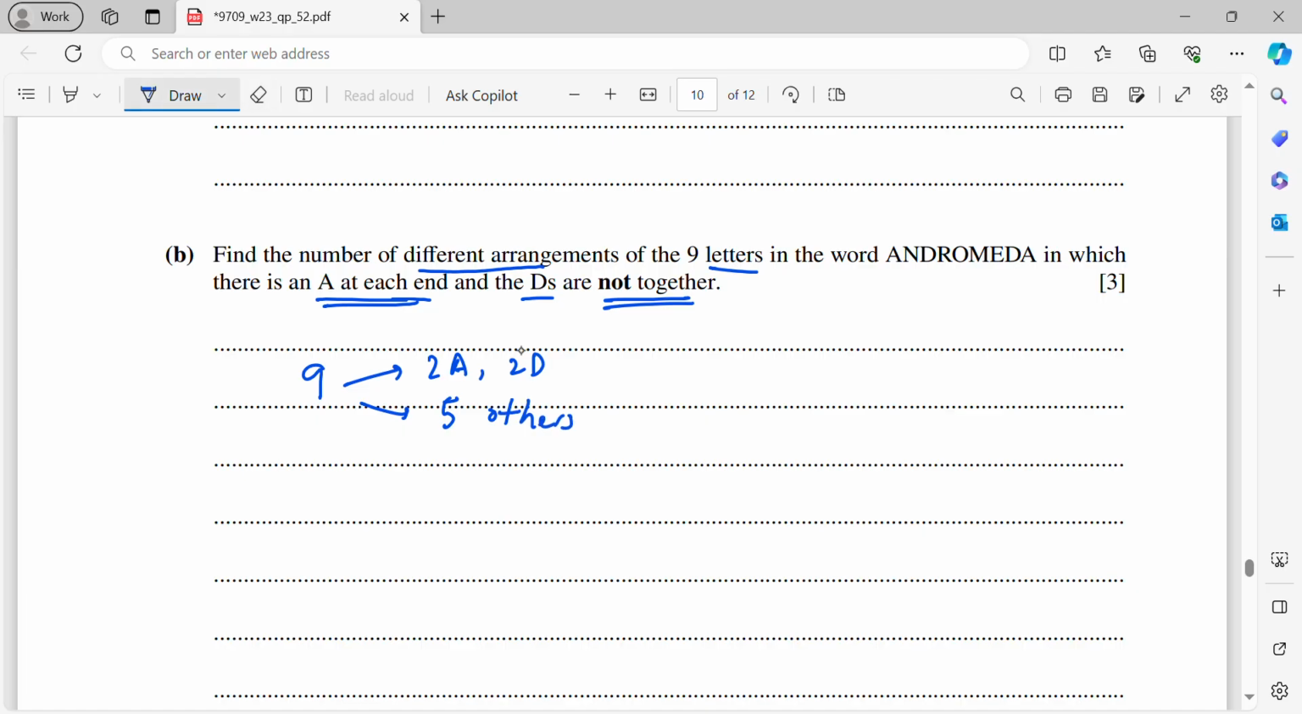Our concern is that both ends must be A. Then I have 7 spaces here, 1, 2, 3, 4, 5, 6, 7, then here is another A. It's mentioned that the Ds are not together, so there will be 7 letters, and the 2 D's are not together.